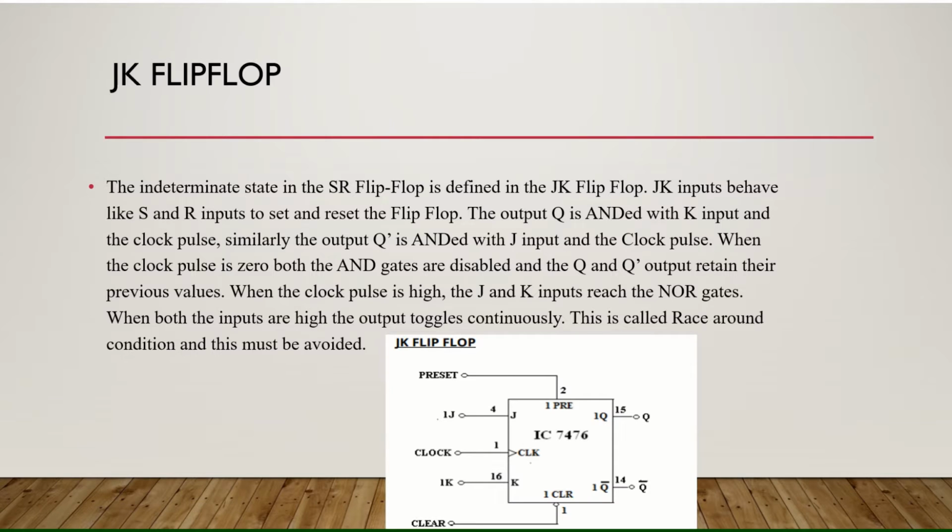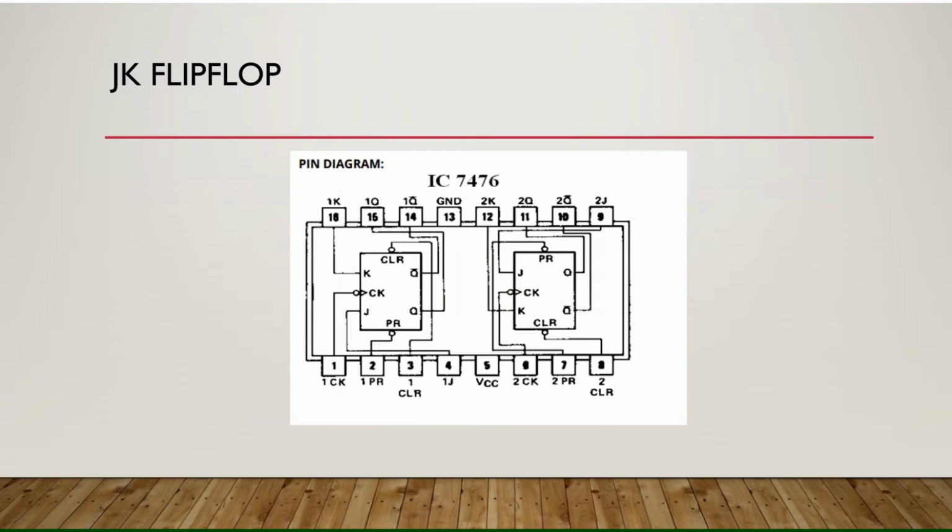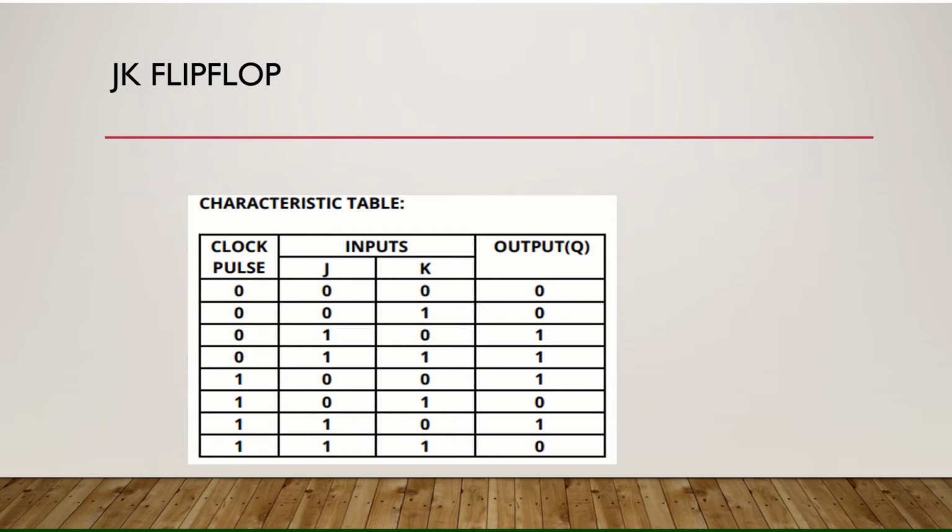When the clock pulse is 0, both the AND gates are disabled and the Q and Q dash outputs retain their previous values. When the clock pulse is high, the J and K inputs reach the NOR gates. When both the inputs are high, the output toggles continuously. This is called race around condition and this must be avoided. Here's the symbol for the JK flip-flop. Here's the pin diagram and the characteristic table is also given.